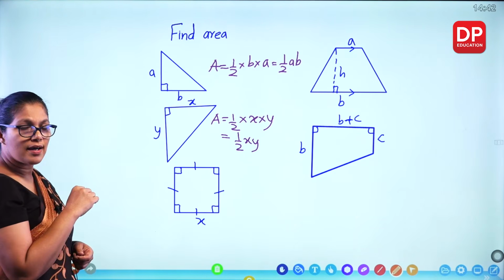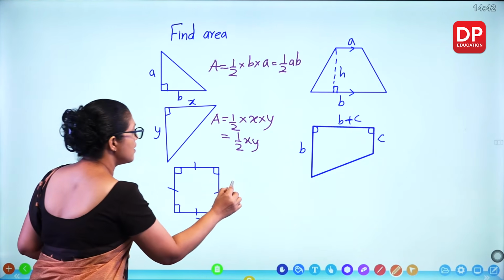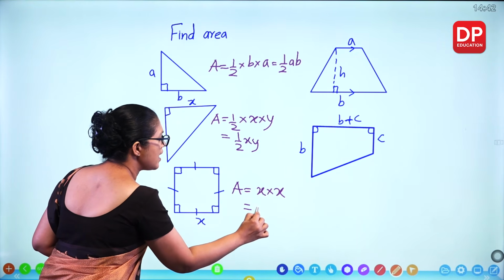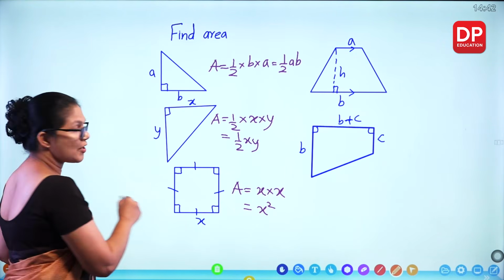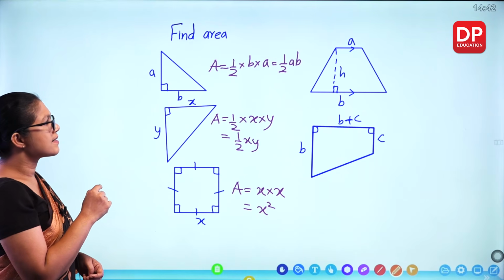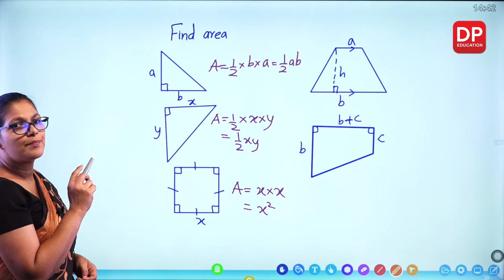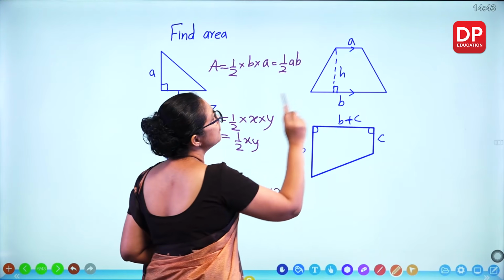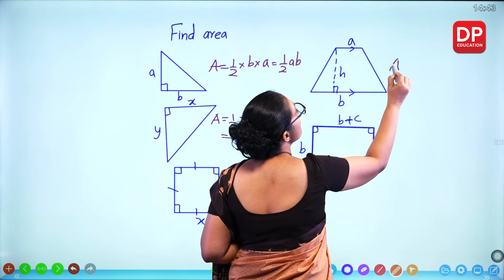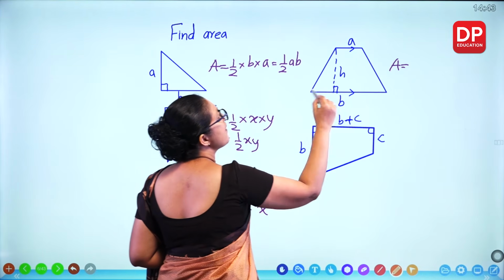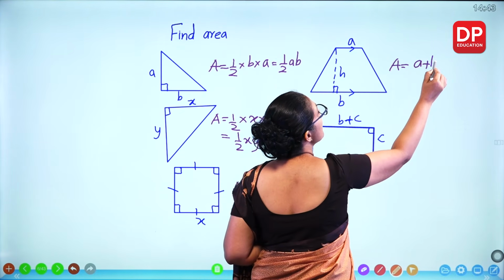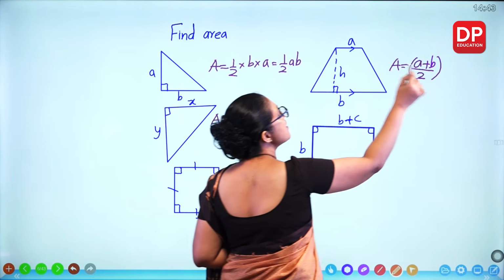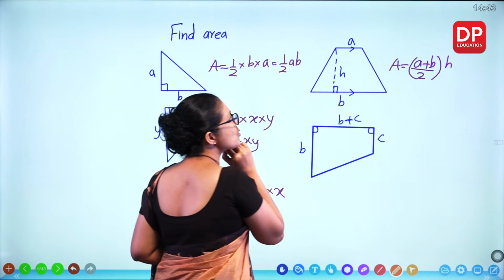This is a square. What's the area of a square? Area of a square is x into x, or you can write x squared because the side is given as x. What's the other shape? Trapezium. How do you find the area of the trapezium? Add the two parallel lines, a plus b, divide by 2 and multiply by the perpendicular height, h.